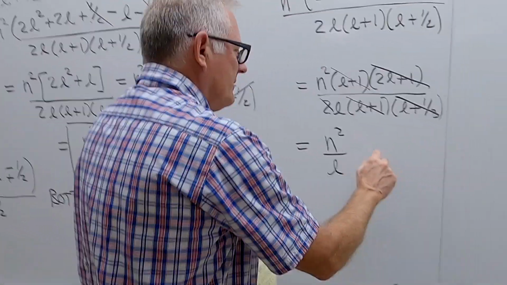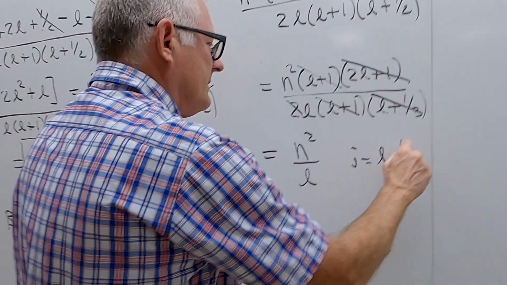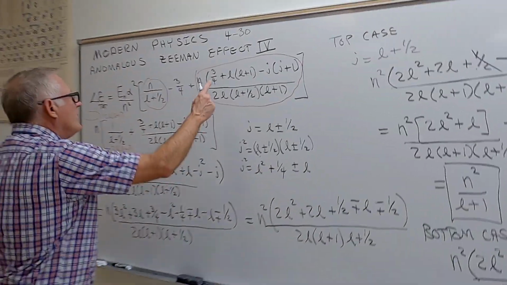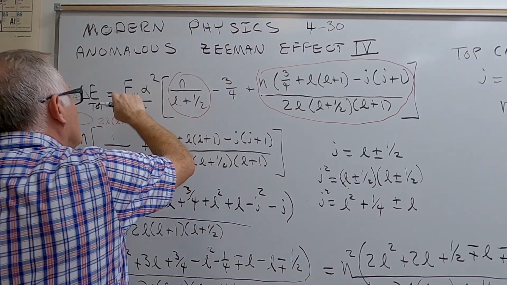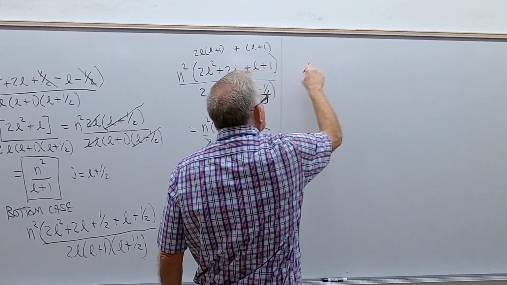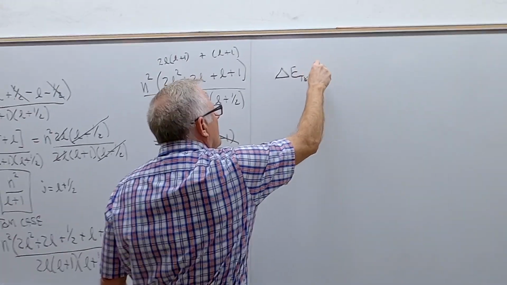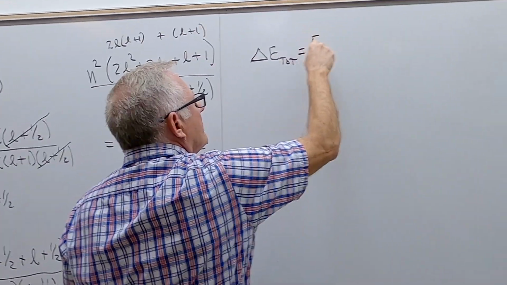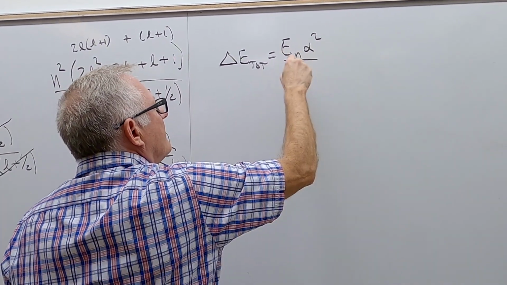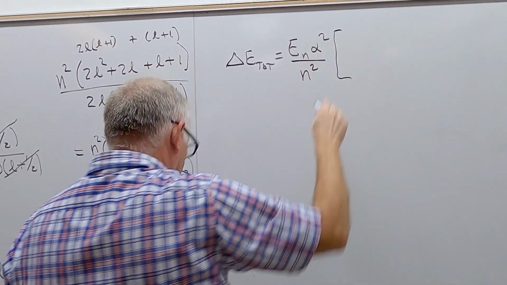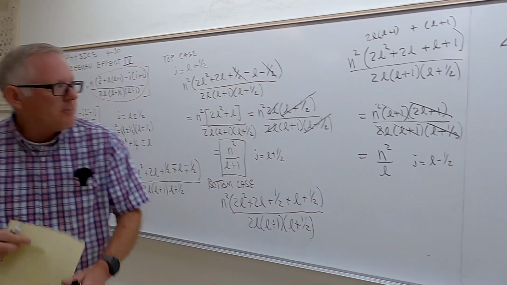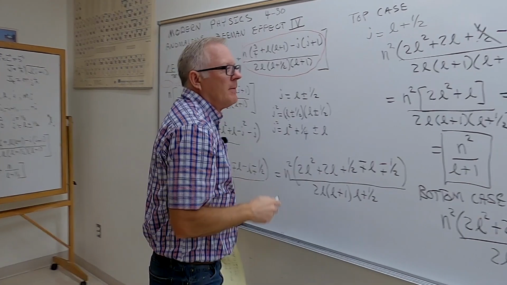And this is the case where J equals L minus a half. So now let's just plug this thing back in. That would be what these two terms are put together. So we have E sub n alpha squared. So we got delta E total is equal to E sub n alpha squared all over n squared. And then we have, put the minus 3/4 in there first. So we got that minus 3/4.